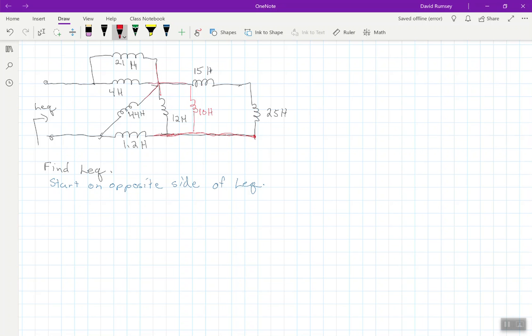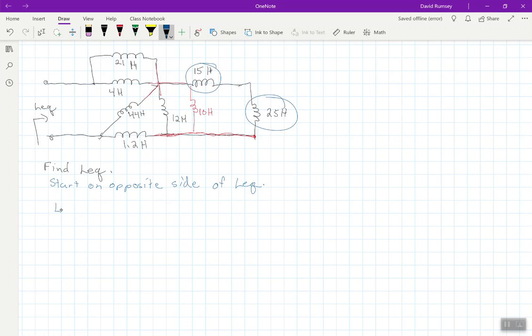Now, what I'm going to be doing here, just so you're aware, is erasing parts of the diagram and redrawing them as opposed to constantly redrawing the circuit. If you don't feel comfortable doing that, of course, just redraw the circuit every time you've made a combination. But the first thing we can clearly see here is we're going to combine these two inductors, and we're going to combine them in series.